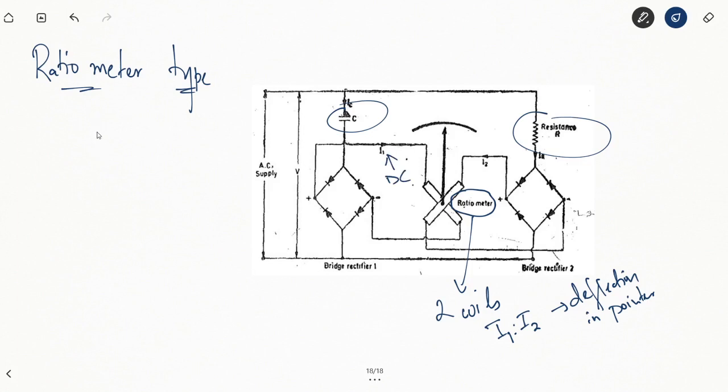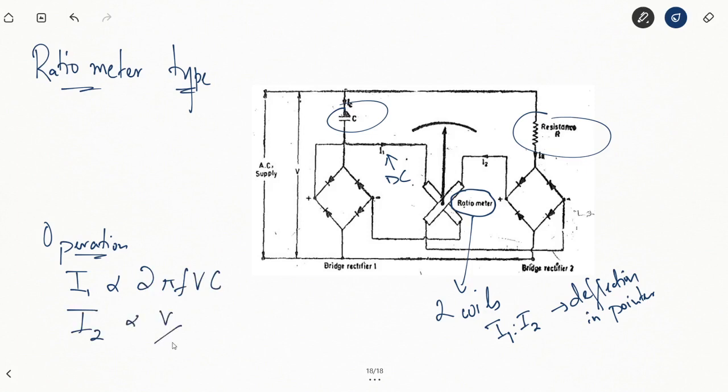Moving on to the operation of this device. You have current I1, which is a rectified current. It's not purely DC current. I1 will be proportional to 2 pi FVC, and I2, the output current of bridge rectifier 2, will be proportional to V by R. So I1 and I2 are the rectified DC currents.